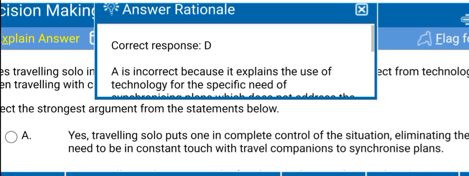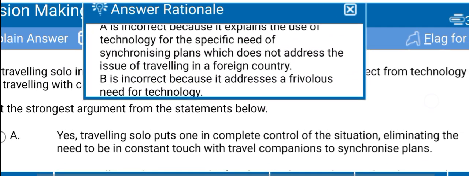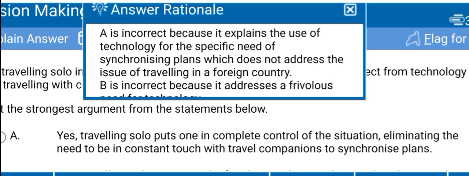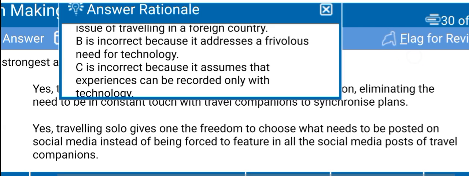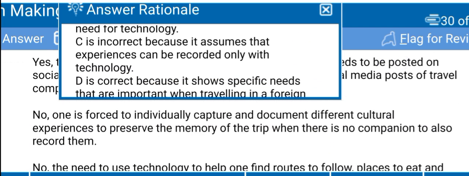So option D is the correct response. A is incorrect because it explains the use of technology for the specific need of synchronizing plans, which does not address the issue of traveling in a foreign country. Option B is incorrect because it addresses a frivolous need for technology. And option C is incorrect because it assumes that experience can be recorded only with technology.